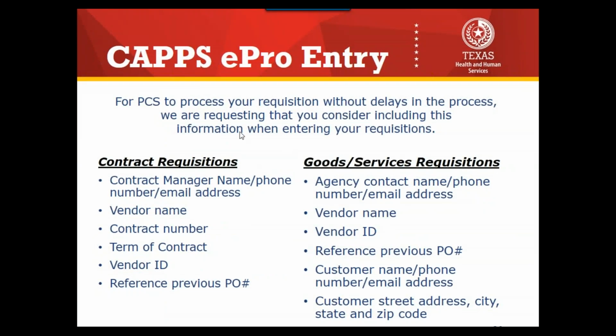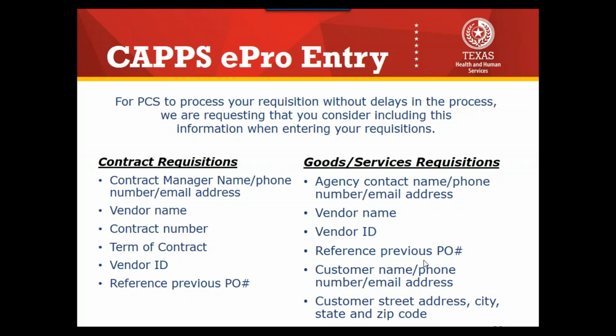So this is the information that they said, beyond this requisition, it would be helpful if you gave them. If you're doing a contract requisition, give them the contract manager's name, phone number, email address. If you have a vendor name, contract number, term of the contract, vendor ID, previous POs to reference, right? That helps them. If you're doing a goods and services requisition, give them the agency contact name, phone number, email address. If you have a vendor name or ID, reference any previous POs. Hey, we've always done this as a PO. This is what it came back for. This is how much it was, right?